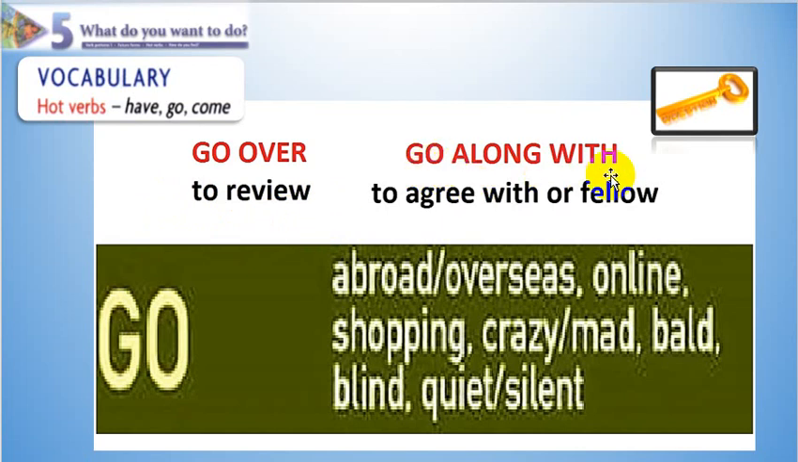Also, go along with means to agree with or follow. يتماشى مع أو يوافقه الرأي. You should go along with your parents. Okay? Not all the time, but يعني most of the times. Go abroad or go overseas معناها travel. يسافر. Go abroad يذهب للخارج. يسافر للخارج. Go abroad or overseas.